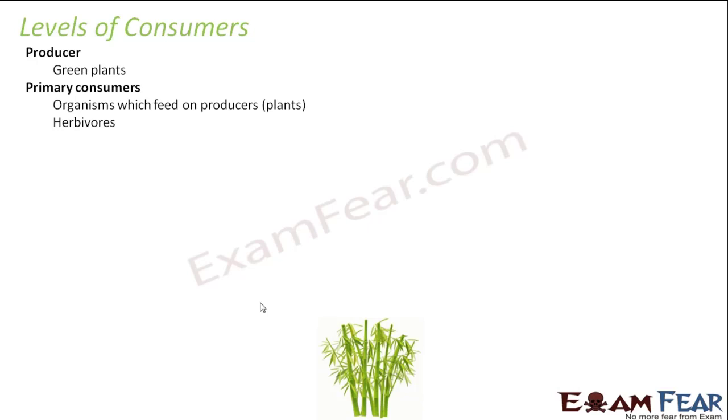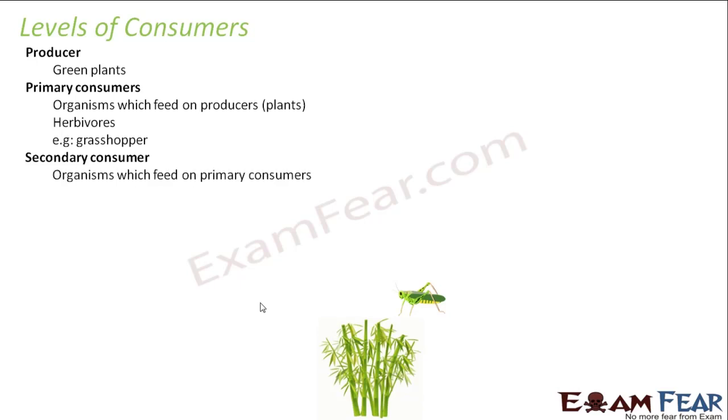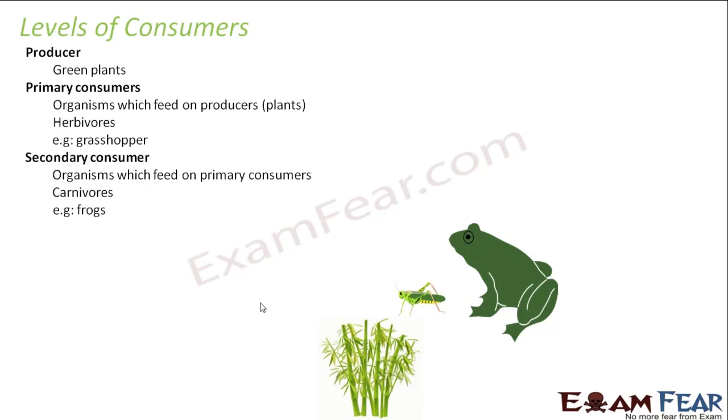Right? So here, instead of herbivore, many people will refer to it as primary consumer. That means the consumer who primarily depends on plants. In this we can consider the example of a grasshopper, because a grasshopper feeds on plants. The next is a secondary consumer. That means the organism which feeds on the primary consumer. So organisms which feed on primary consumers are carnivores, because carnivores will feed on the herbivores. Here we can take the example of a frog. The frog feeds on this grasshopper. So the frog becomes a secondary consumer.